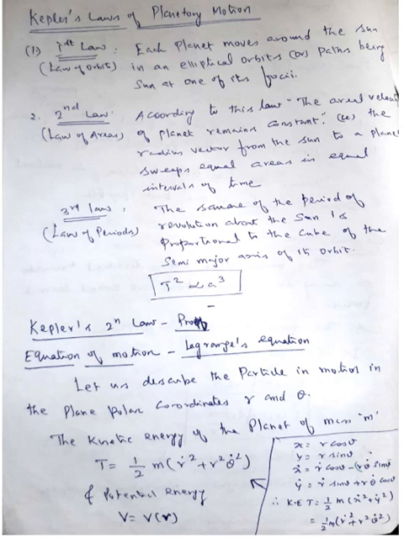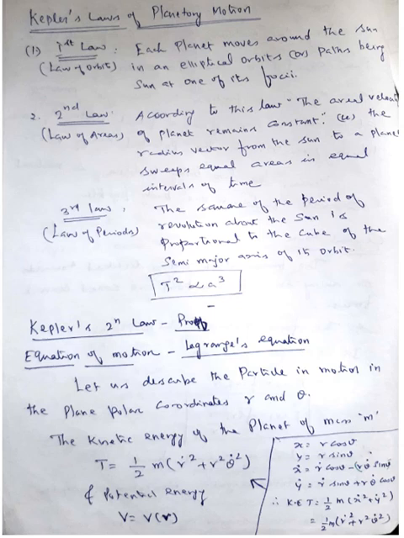For this, we will consider the equations x is equal to r cos theta, y is equal to r sin theta. When differentiating this, x dot is equal to, using the UV method, first function into d by dx of second, plus second function into d by dx of first. Therefore, x dot is equal to, first differentiating r, it is r dot, then cos theta, plus r times the derivative of cos theta, which is minus sin theta theta dot. Therefore, x dot is equal to r dot cos theta minus r theta dot sin theta.